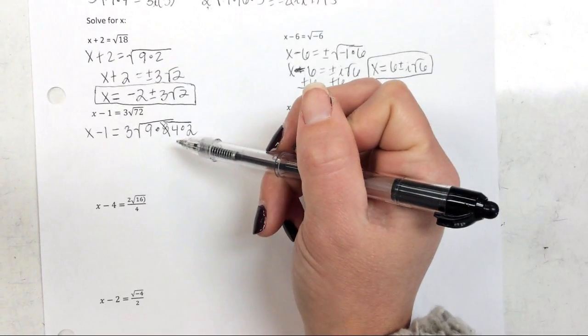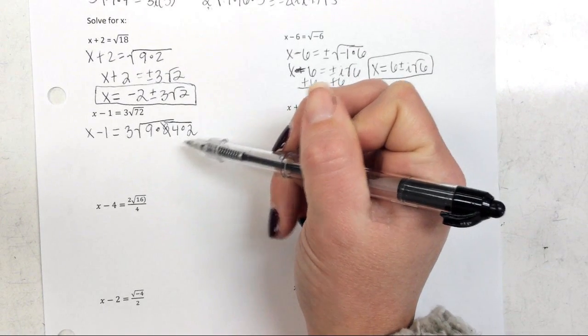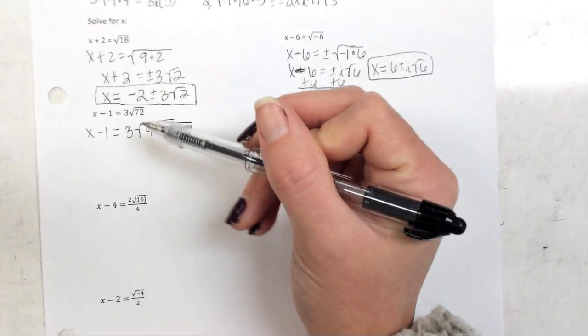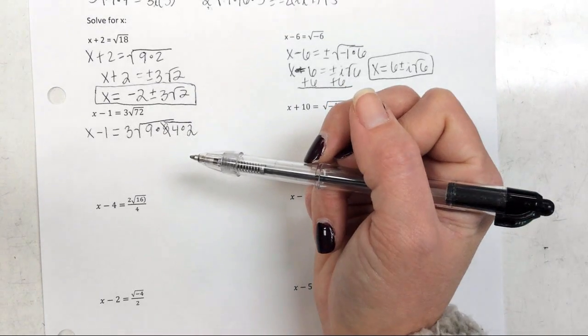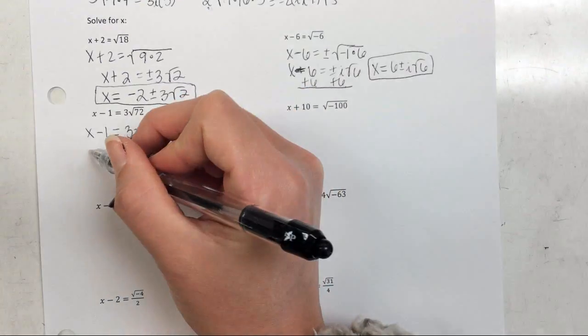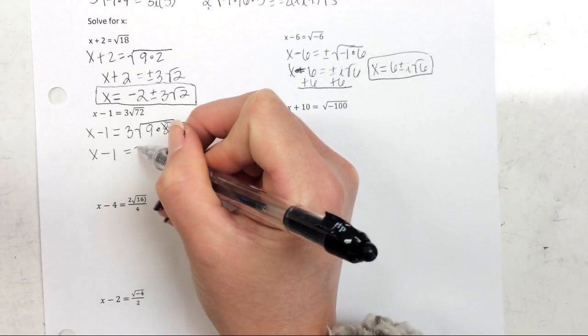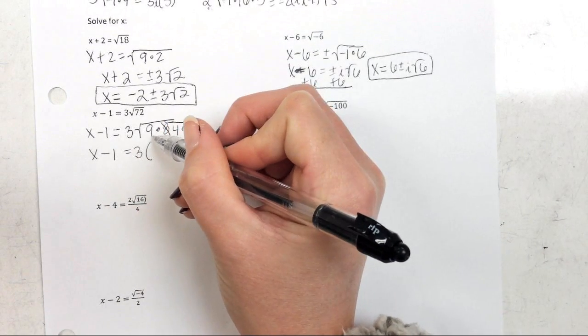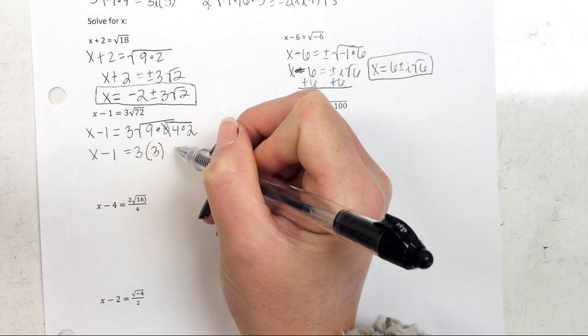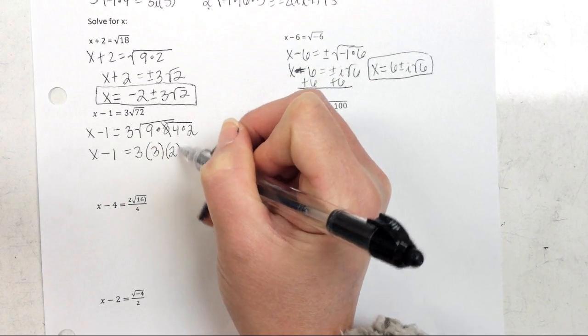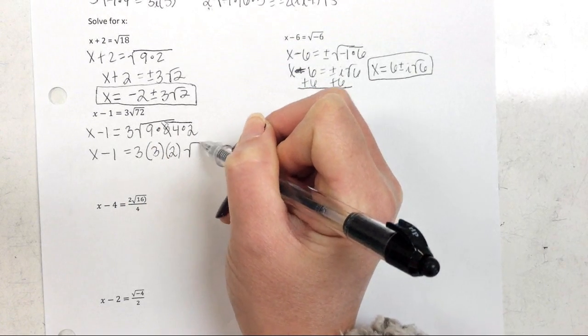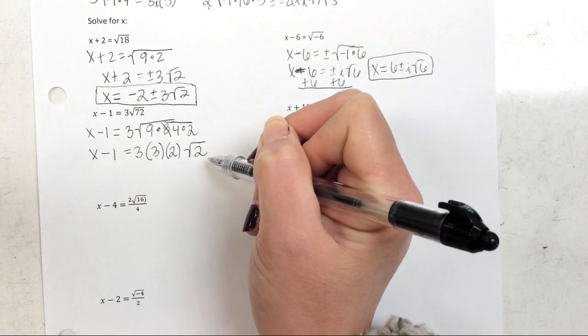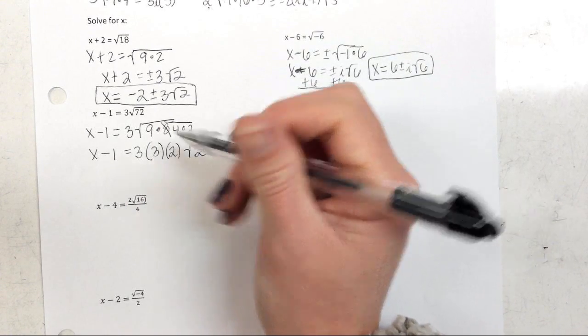So 9 times 4 is 36. 36 times 2 is 72. So this is the same equation. Alright, so we'll have x minus 1. I'm going to leave the 3 on the outside. Also, the square root of 9 we know is 3. Square root of 4 is 2. And then we're left with square root of 2 on the inside because we can't take the square root of it. So now let's clean this up.